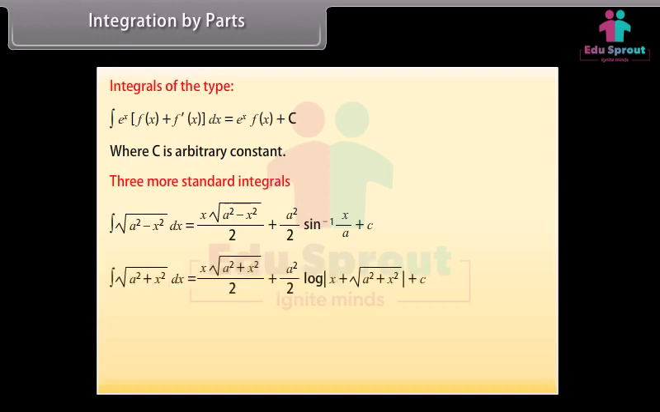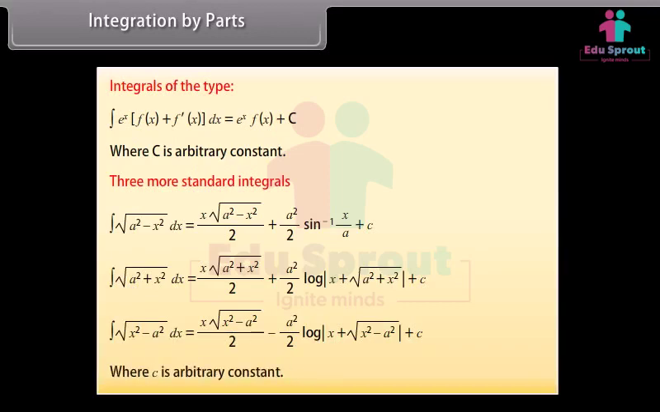Integral of square root of a square plus x square dx is equal to x by 2 into square root of a square plus x square plus a square by 2 log of mod of x plus square root of a square plus x square plus c. Integral of square root of x square minus a square dx is equal to x by 2 into square root of x square minus a square minus a square by 2 log of mod of x plus square root of x square minus a square plus c, where c is an arbitrary constant.